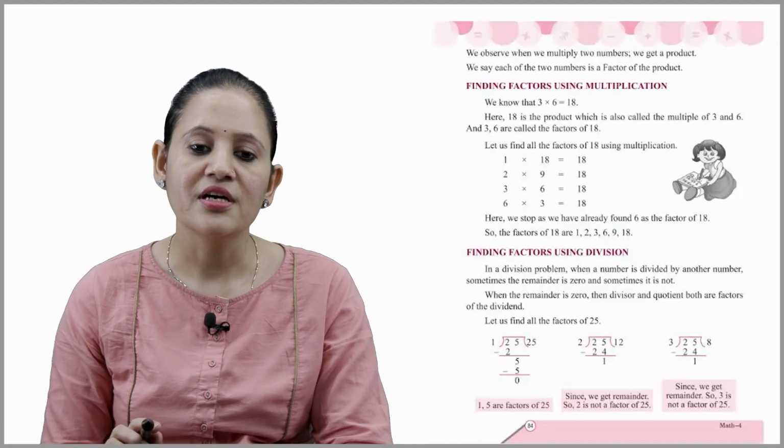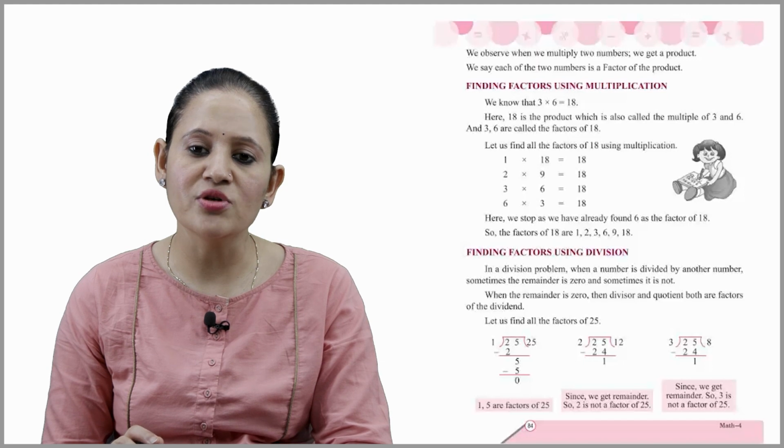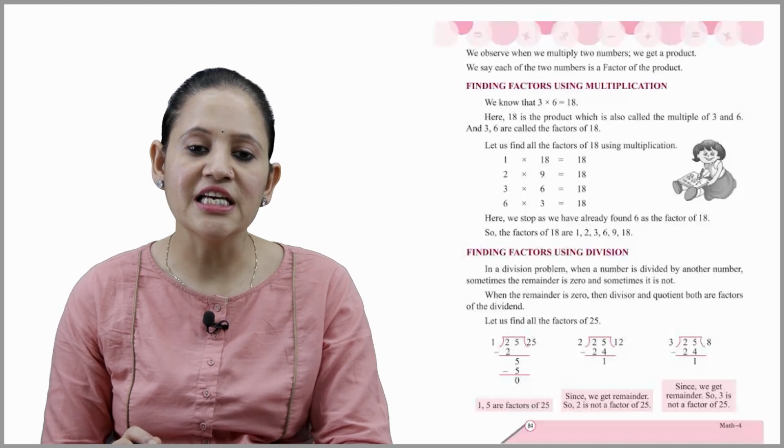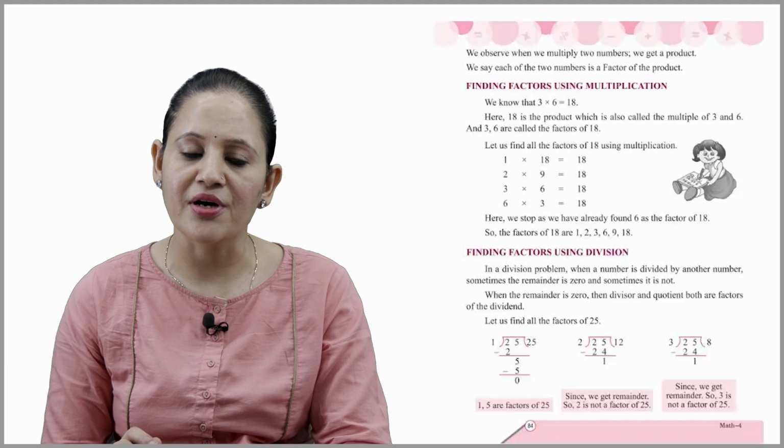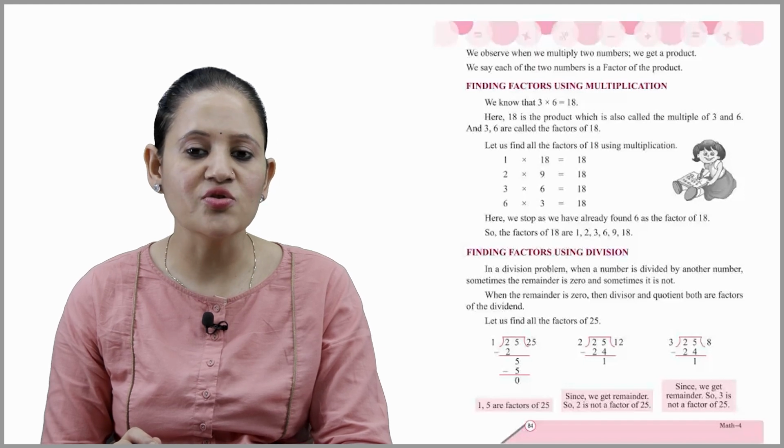So we observe that when we multiply two numbers, we get the product. We say each of the two numbers is a factor of the product. Next is finding factors using multiplication.